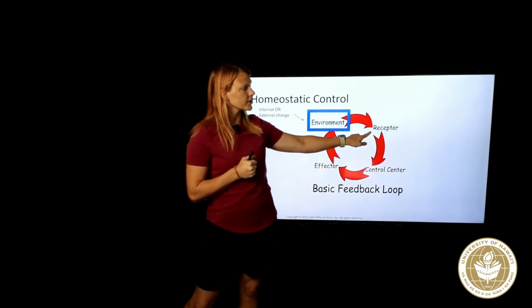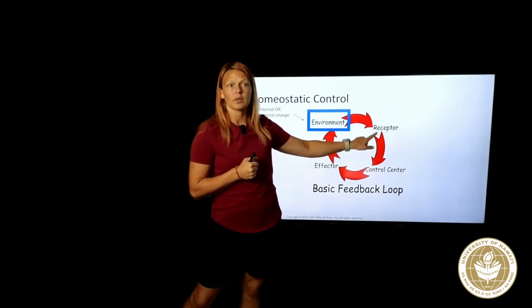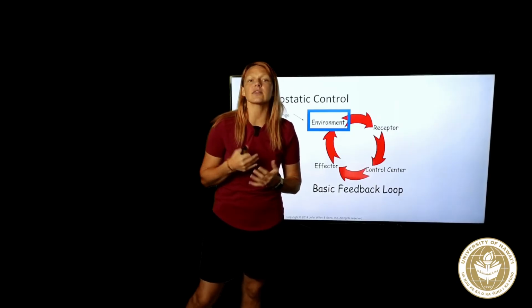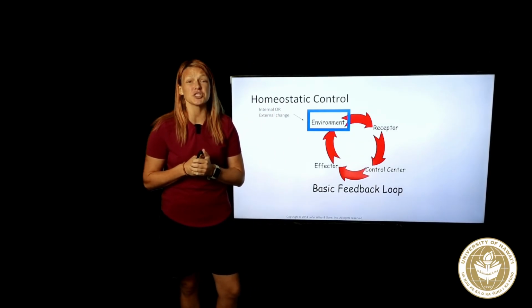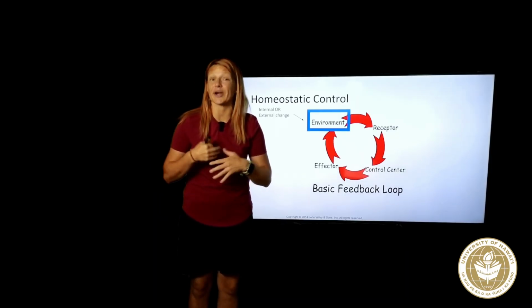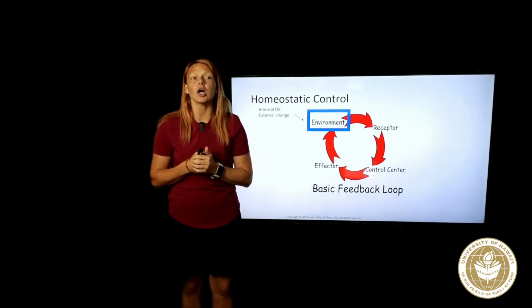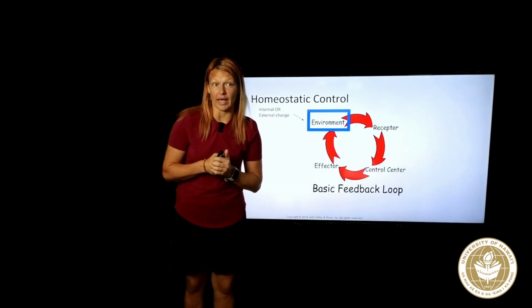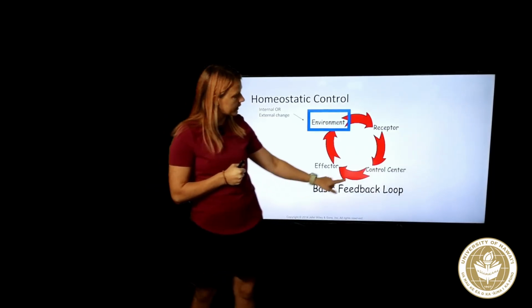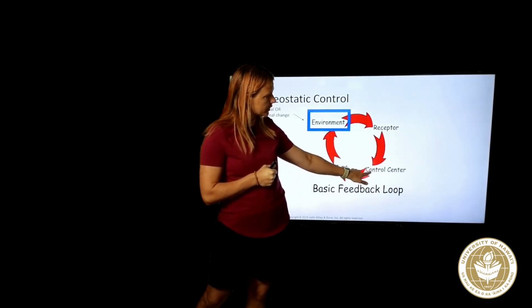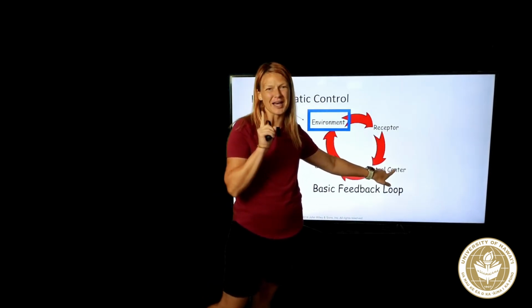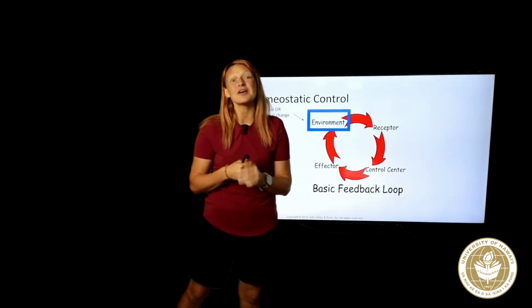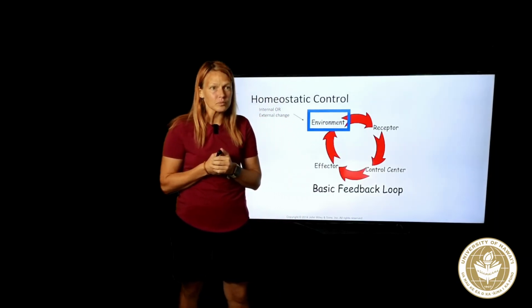So the receptor is going to be this first part here. It is a sensor that monitors the environment. It's going to respond to changes by sending information or input along the afferent pathway to the second component here, which is the control center. So this is going to be an afferent pathway going to the control center. We'll talk about afferent and efferent more in a little bit.